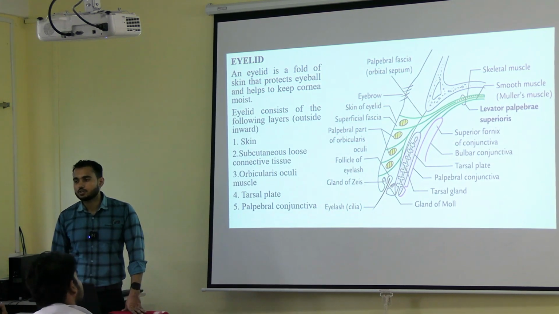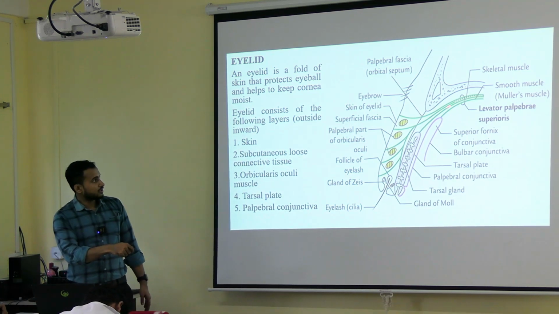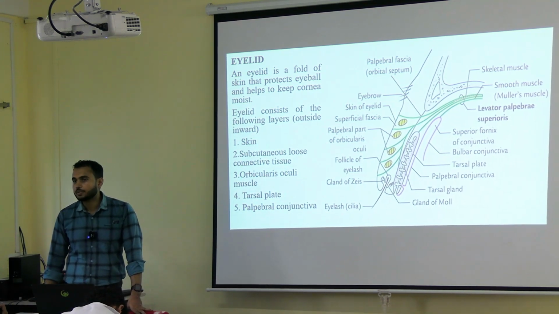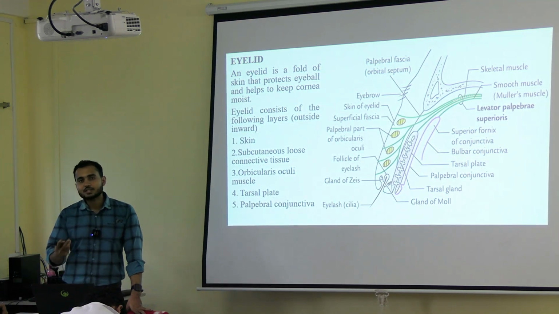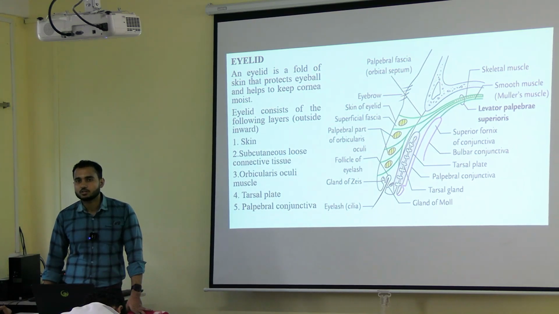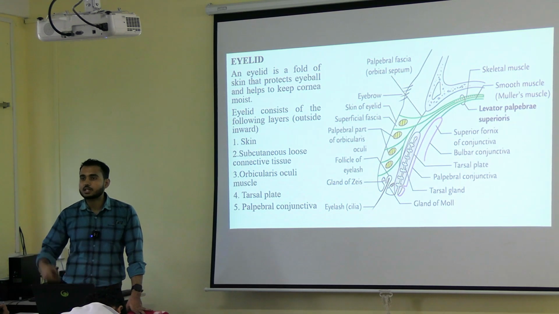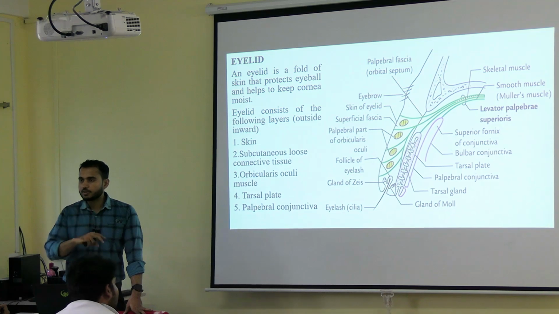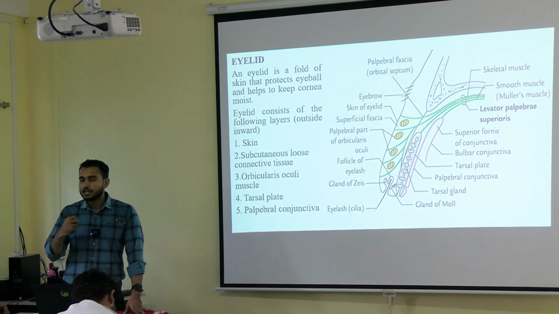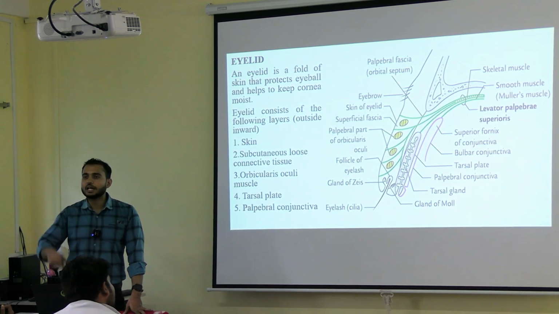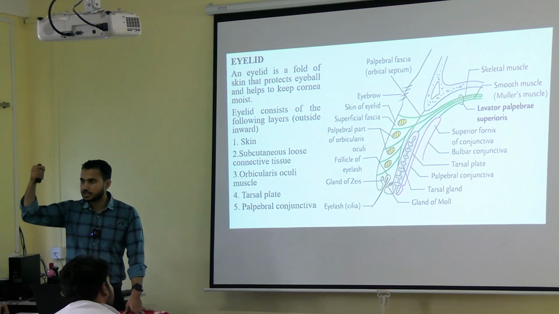Levator palpebrae superioris muscle. Can you see it is shown in green color? Levator palpebrae superioris muscle. Now what is the function of this particular muscle? It opens the eyeball. So orbicularis oculi muscle will close the eye. Levator palpebrae superioris will open the eyelid. Levator means it will elevate the eyelid.